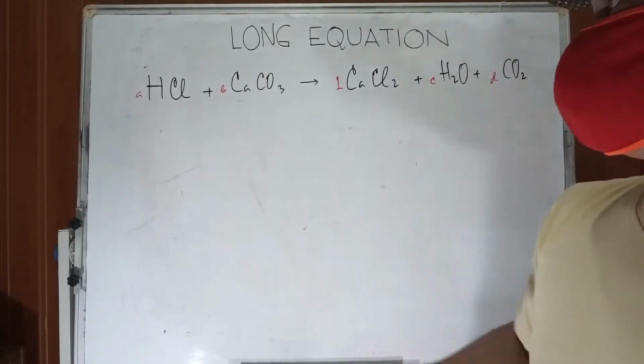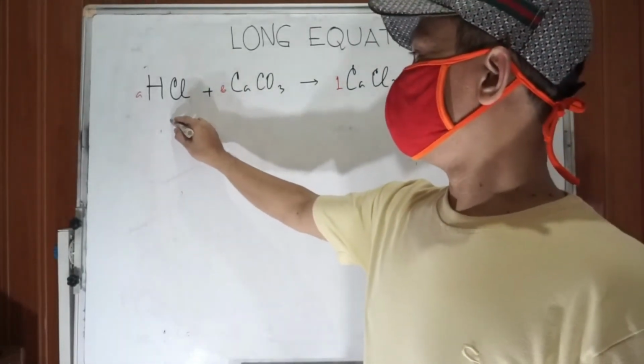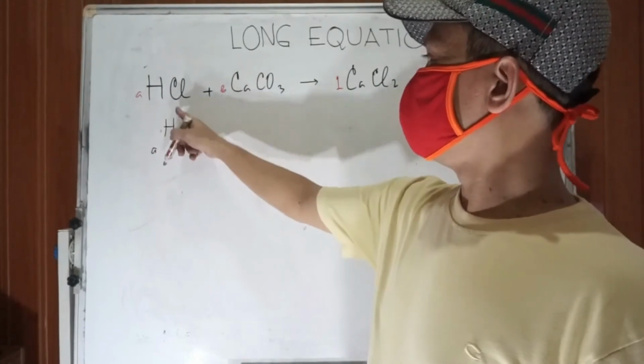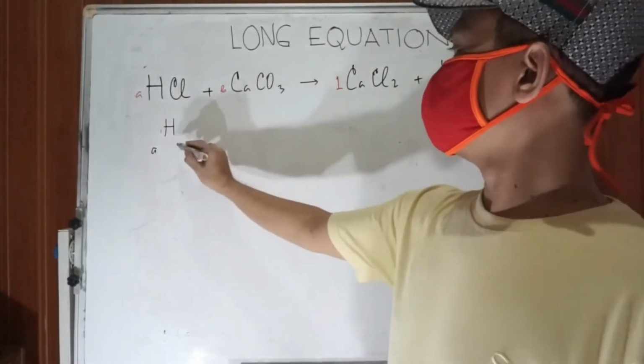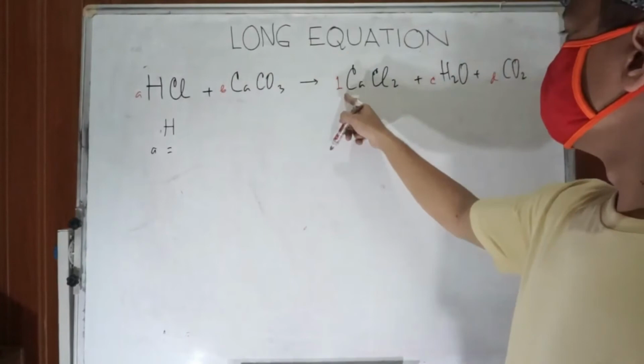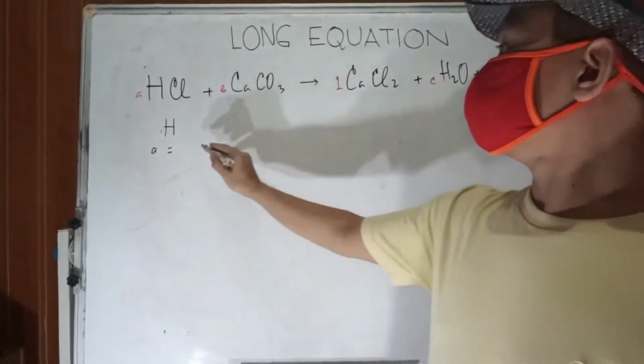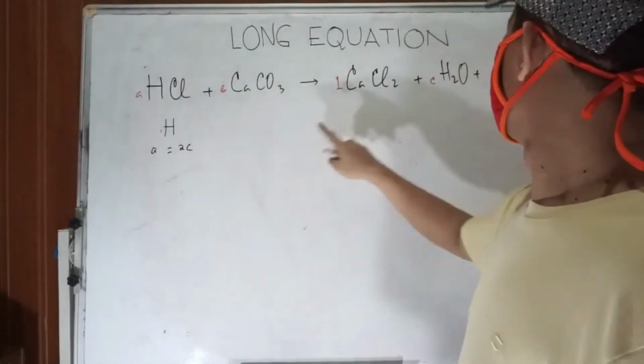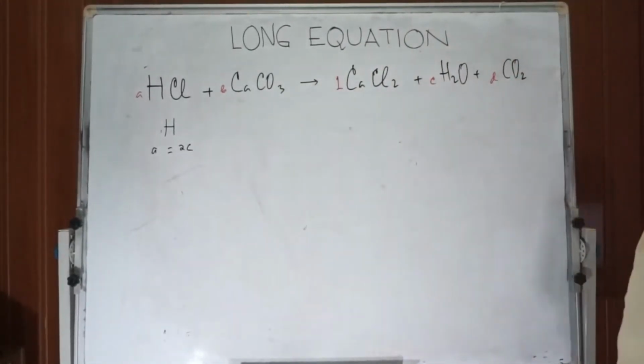Start from H, hydrogen. On the left side, A times 1, A, yields equal this one. You got it? 2C. C times 2, right? 2C. Here, there's no hydrogen. Okay, finish.